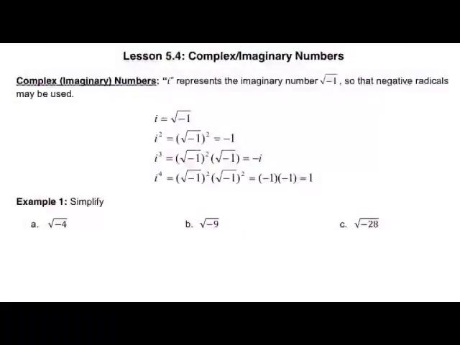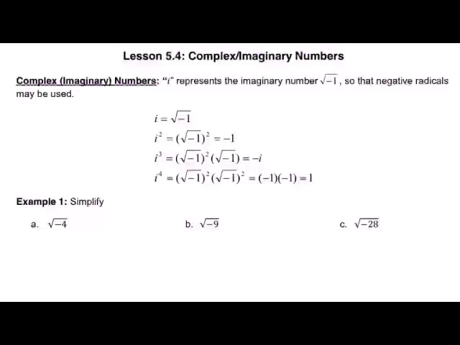These are the notes for lesson 5.4, complex and imaginary numbers. If you recall from the previous section, we solved using square roots. Now we know that sometimes we can't take the square root if there's a negative underneath the radical. In this section we're going to talk about what we do with those numbers and how we can actually simplify them using what we call the letter i.